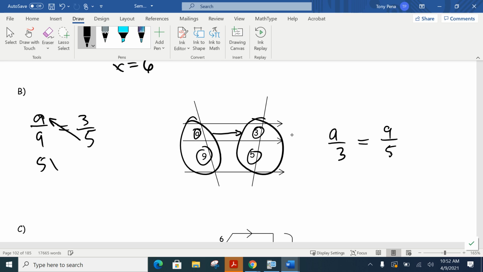And then when you solve that, Jake, what'd you end up with? Although it's not a great number, is it? Yeah, A equals 27 over 5 or 5.4. Good. So 27 over 5, and then if we divide that, that would give you 5.4.